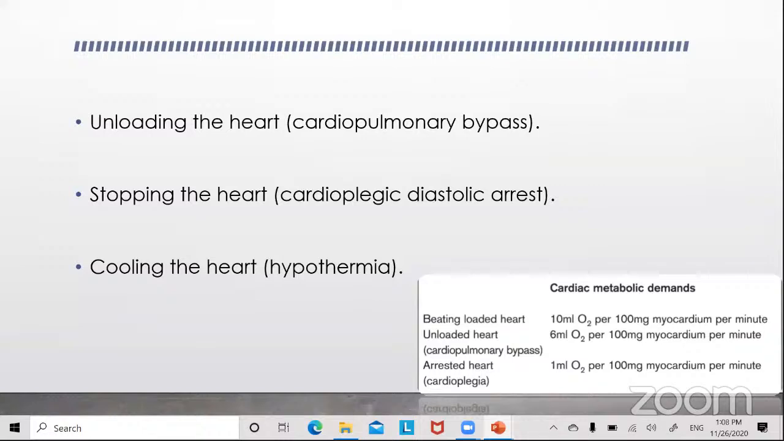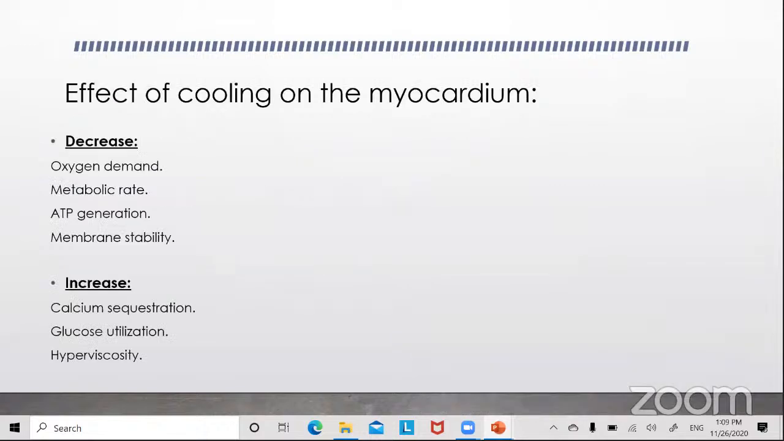Cooling of the heart further reduces the myocardial oxygen consumption and metabolic rate by around 7% for every 1 degree decrease in temperature. So as you can see, the reduction in myocardial metabolism attributed to hypothermia is actually quite insignificant compared with that achieved by cardioplegia. Effects of cooling on the myocardium: it decreases the oxygen demand, the metabolic rate, the ATP generation, and the membrane stability. It increases the calcium sequestration, the glucose utilization, and hyperviscosity.